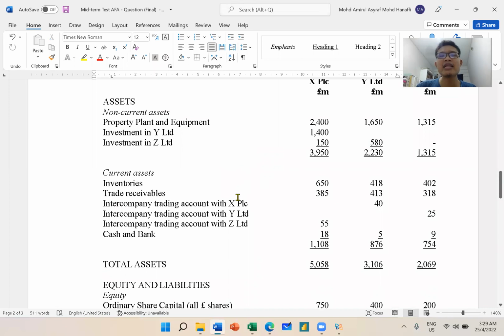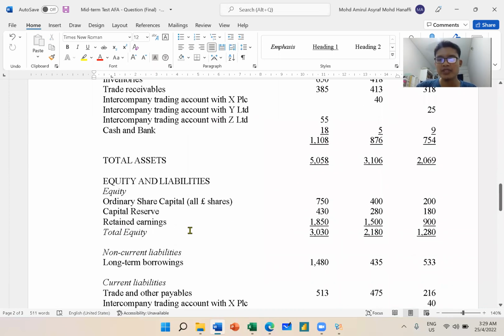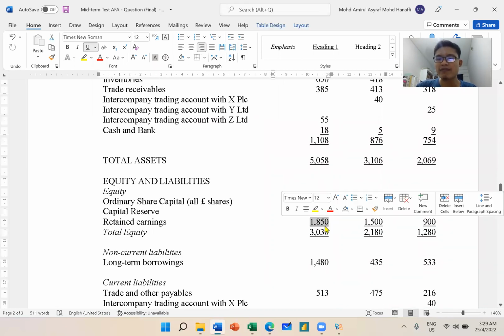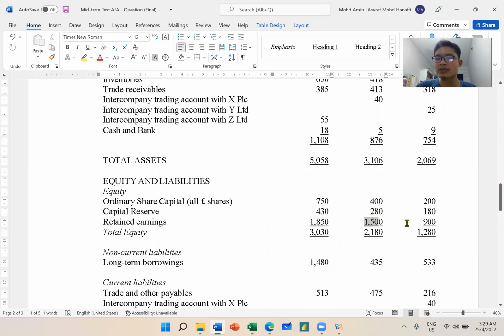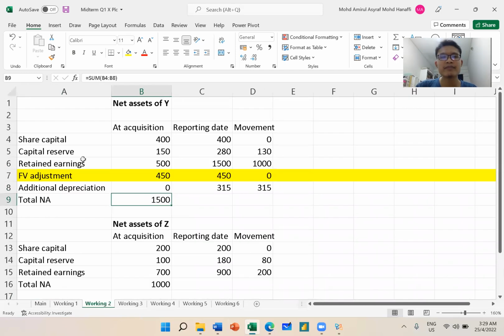It is exactly like retained earning. For retained earning, you take 1,850 of the parent, and then for the two subsidiaries, you just take the post-acquisition amount, right? Capital reserve is the same. That's why in your working number 2, when you calculate the retained earning at acquisition and at reporting date, the difference is the post-acquisition retained earning. From 500 to 1,005, it increases by 1,000. This 1,000 is what you will use for retained earning. But we are not talking about retained earning now. We are talking about capital reserve.